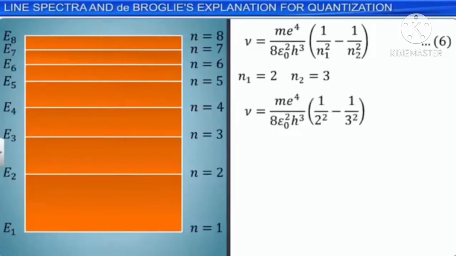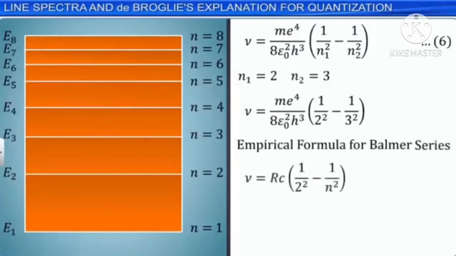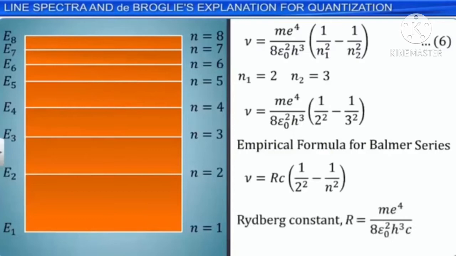From equation 6, comparing nu with the empirical formula for Balmer's series that you have learnt earlier, we get nu is equal to Rc into 1 by 2 square minus 1 by n square. Hence, we see that the value of R, or the Rydberg's constant, is equal to m into e to the power 4 by 8 epsilon naught square h cube c.